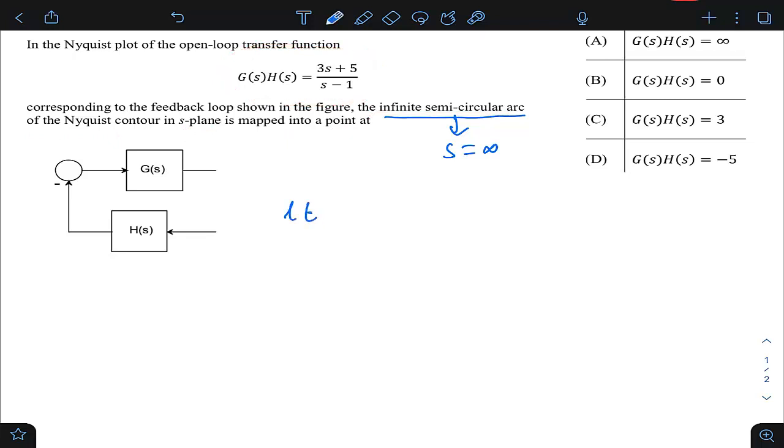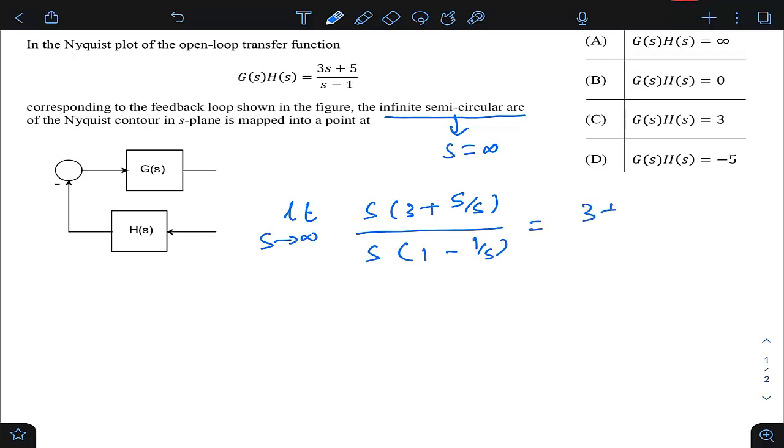So the answer would be the limit as s tends to infinity. If I take s common, the numerator is 3 plus 5 by s, and in the denominator, taking s common, it is 1 minus 1 by s. So s cancels out. If you substitute s equals infinity, it is (3 plus 0) divided by (1 minus 0). The answer is 3. So straight away the answer is option C, which is 3.